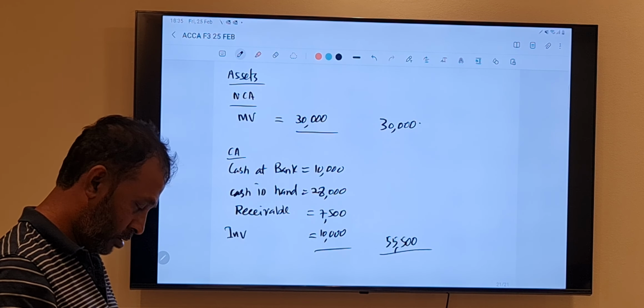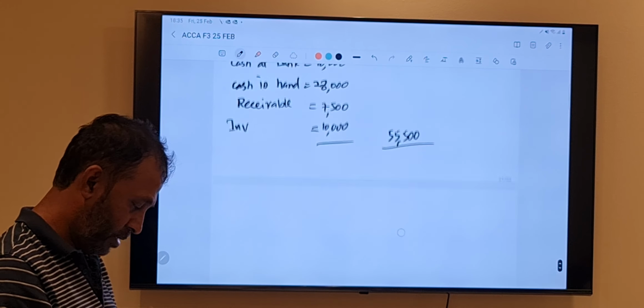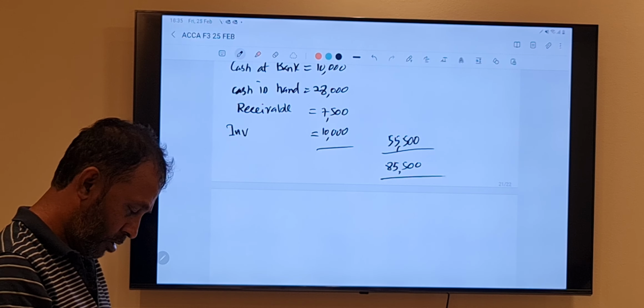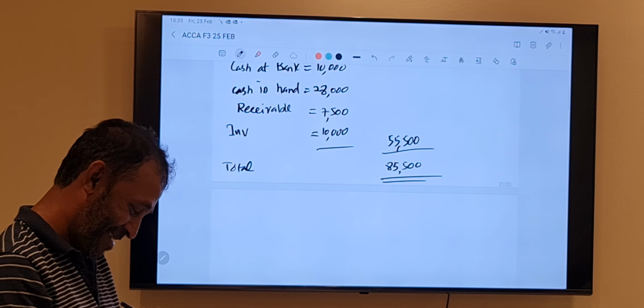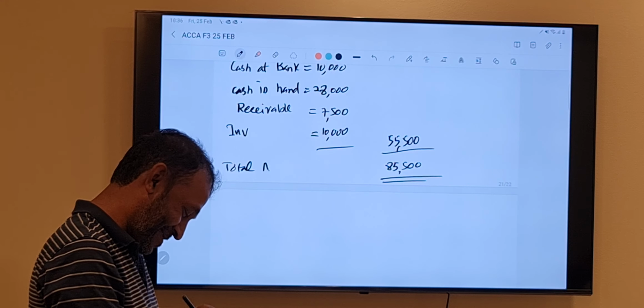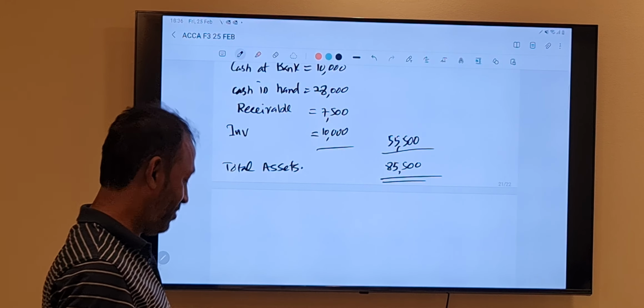Okay. Take the total of these two. So, 85,500. Correct? Now is a good time to think about food, huh? Today, full Muslim is. Really? So, you didn't tell us, no?